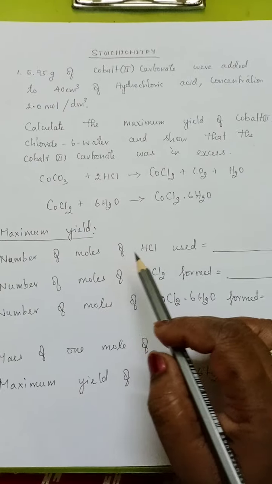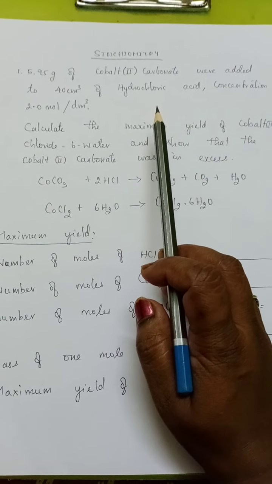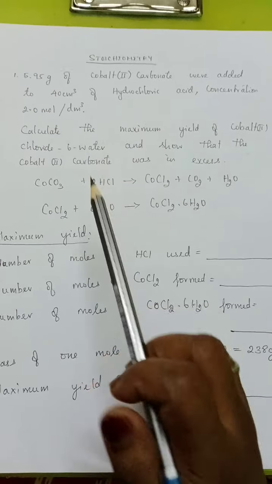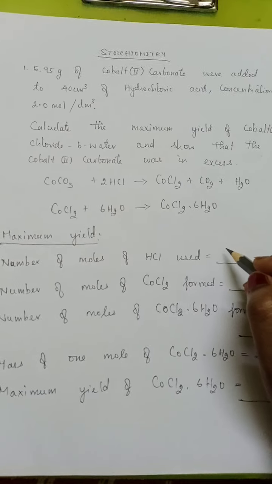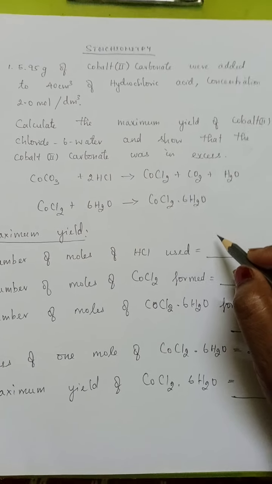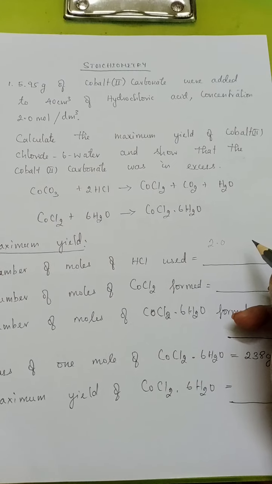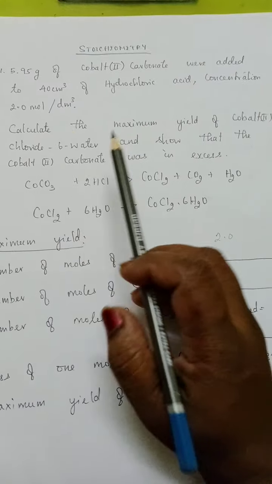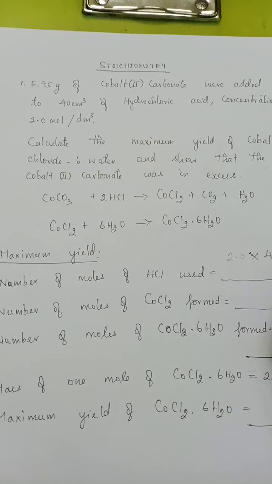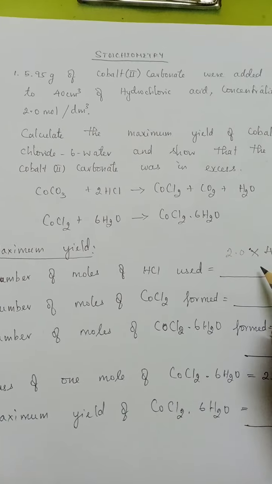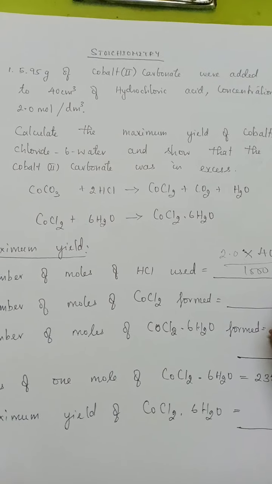So now, number of moles of HCl used. How will you calculate the number of moles of HCl here? We have to do concentration into volume, right, if it is a solution. What is the concentration of HCl over here? 2 mole, right? 2 mole is the concentration. If 2 mole is the concentration, what is the volume? Volume is 40 centimeter cube. So concentration into volume. The volume is in centimeter cube, right? So we have to convert into decimeter cube by dividing it by 1000.